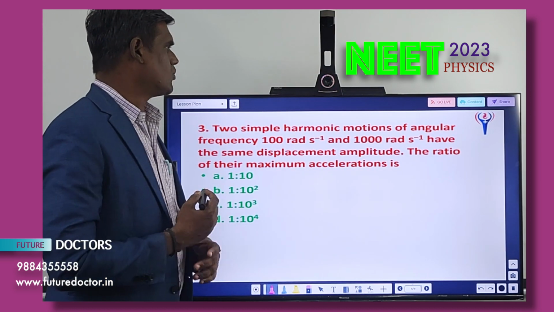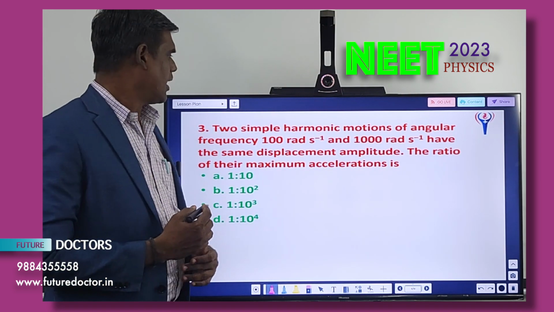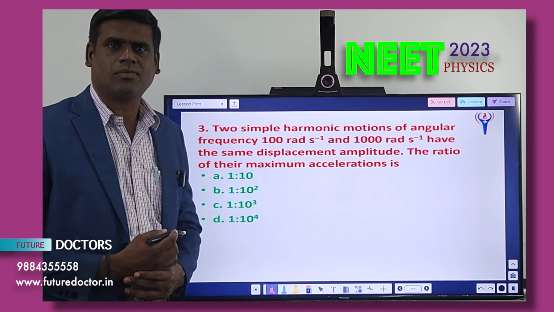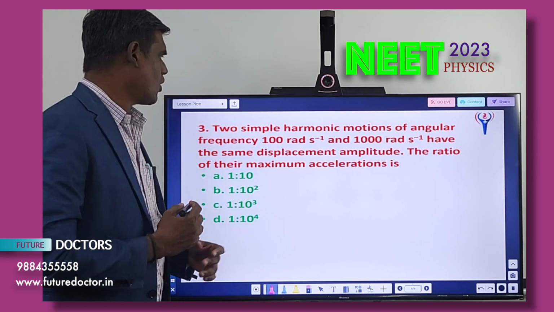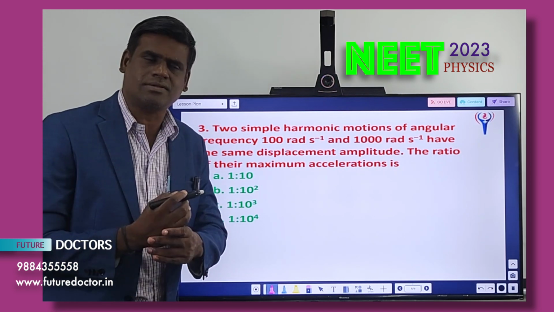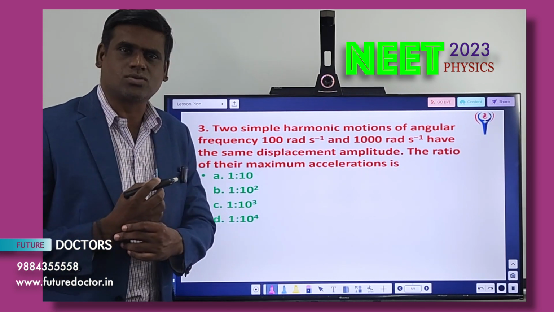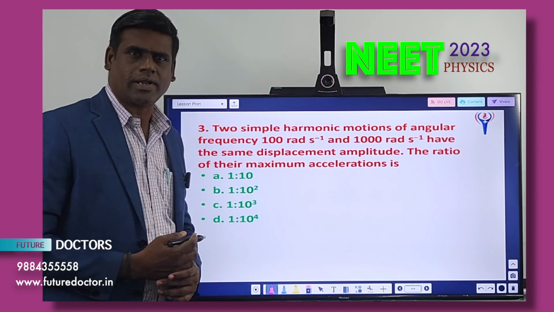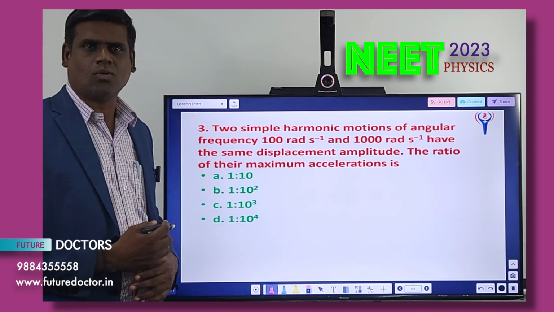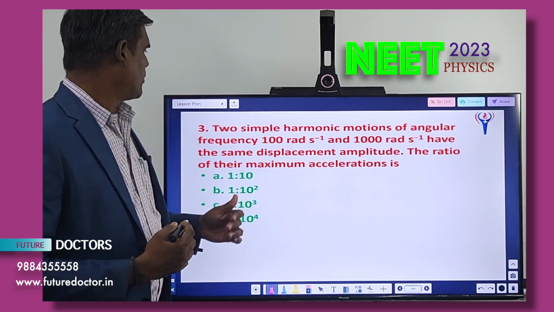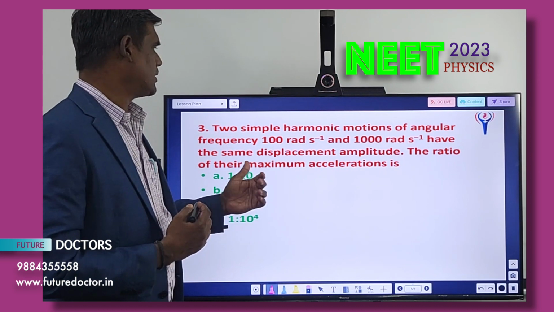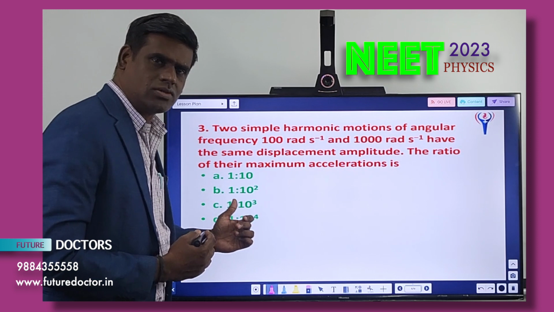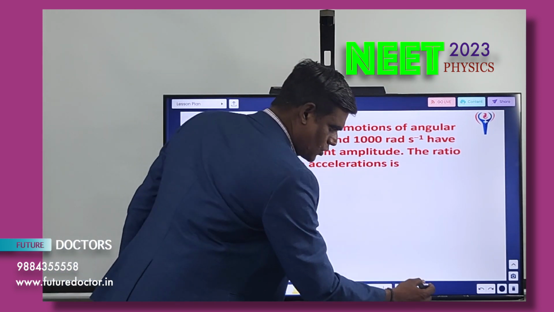Two simple harmonic motions of angular frequency 100 radian per second and 1000 radian per second have the same displacement amplitude. The ratio of their maximum acceleration is dash. A option 1:10. B option 1:10 power 2. C option 1:10 power 3. D option 1:10 power 4. That is, by knowing the relationship between acceleration, displacement amplitude and angular frequency, you are able to derive the solution for this question. Let's move to question number 4.